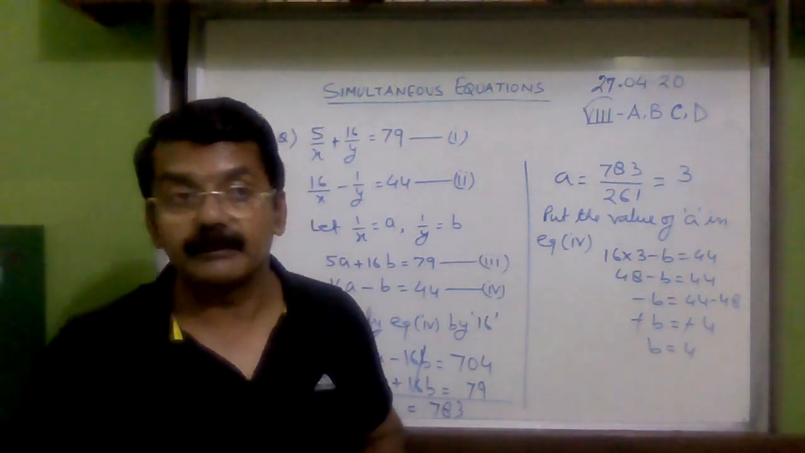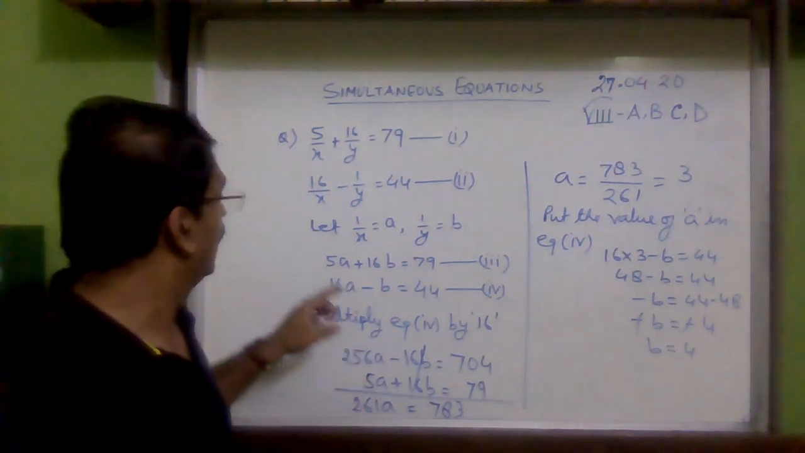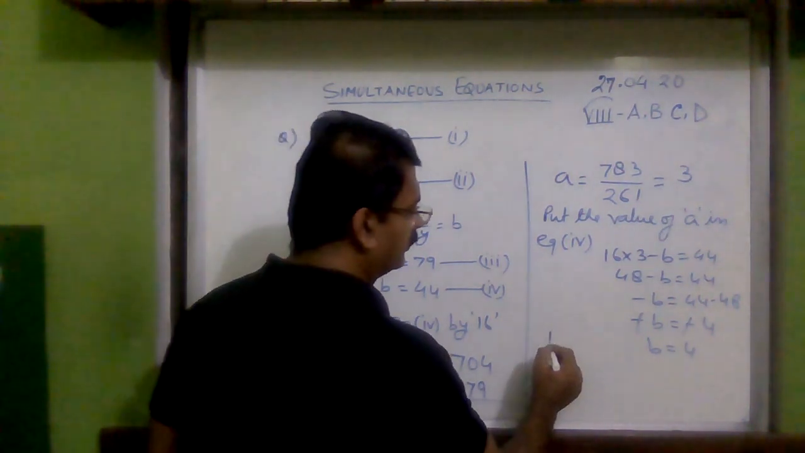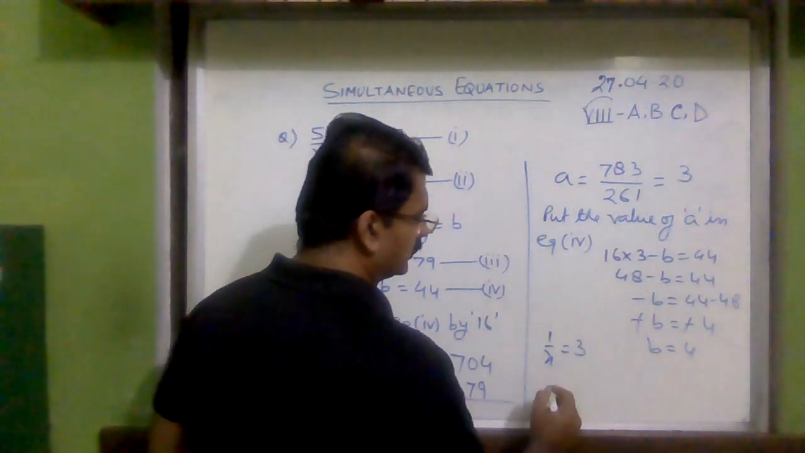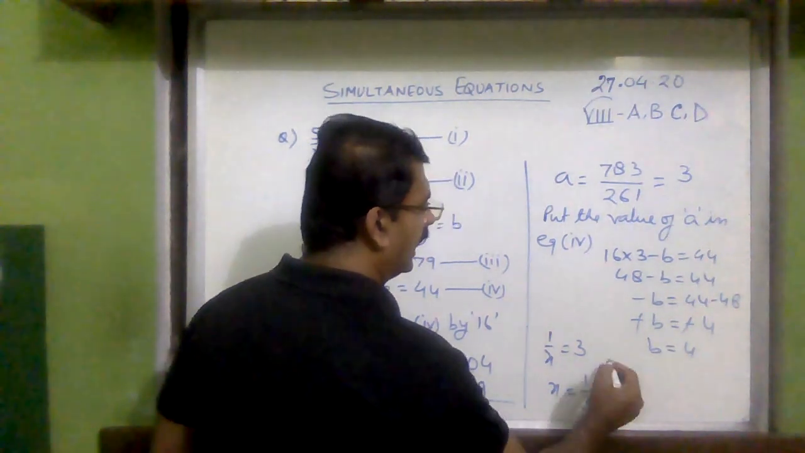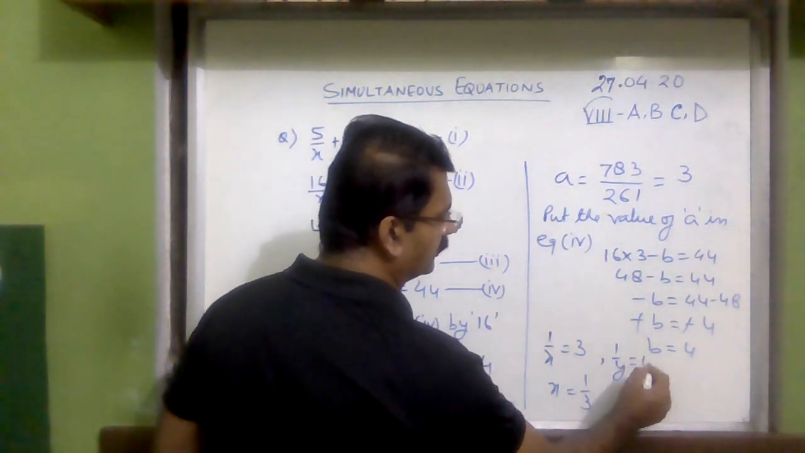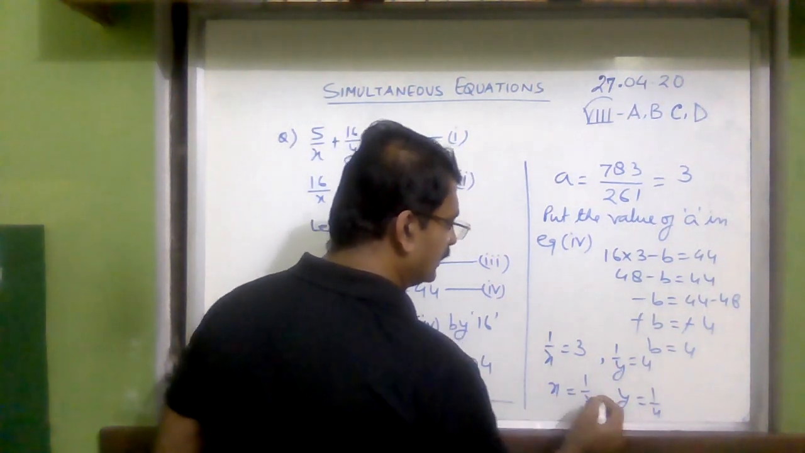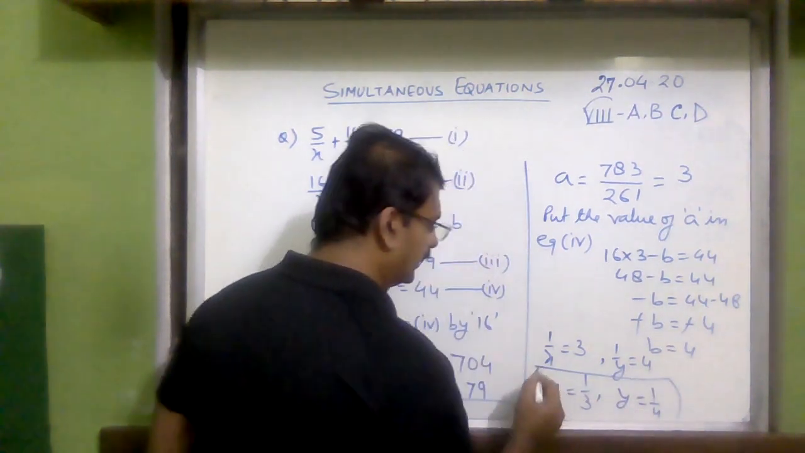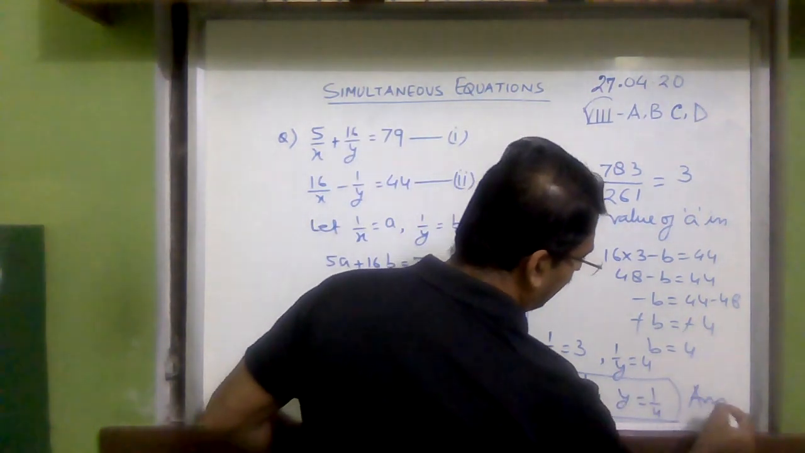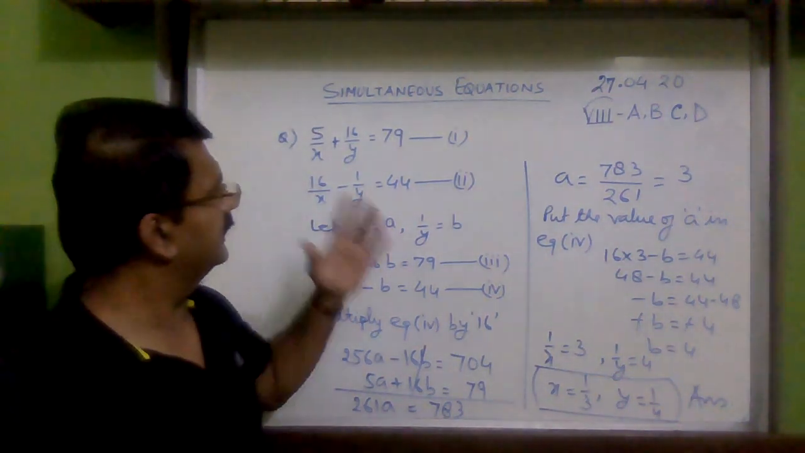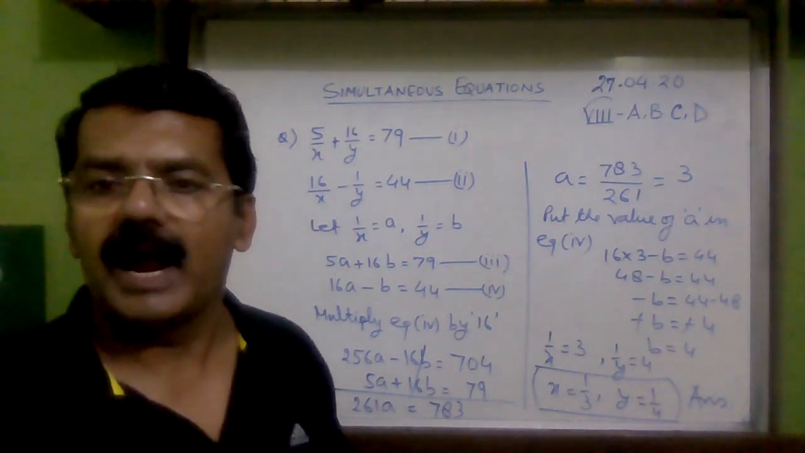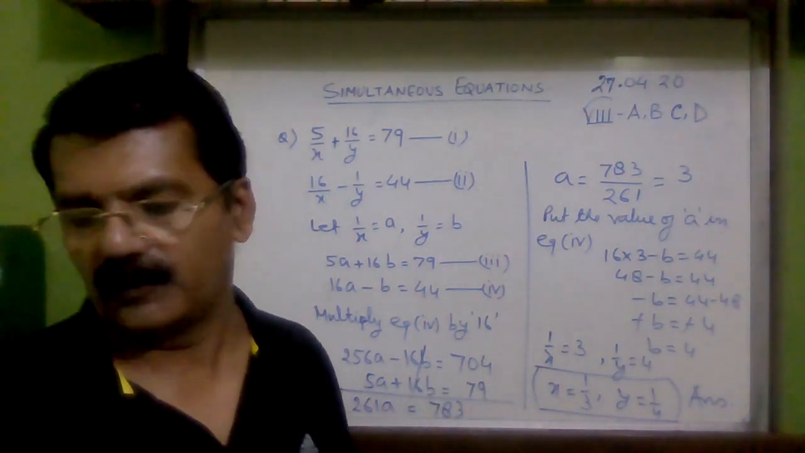But that is not our answer, because we have to find the value of x and y. Now you see, we have assumed that 1 upon x is equal to a. That means 1 upon x will be equal to 3. So x will be equal to 1 upon 3, and 1 upon y is equal to 4 because b is 1 upon y. Then y is equal to 1 by 4. So this is your answer, that x is 1 by 3 and y is 1 by 4. In this particular question, the value of x is 1 upon 3 and the value of y is 1 upon 4. Clear?